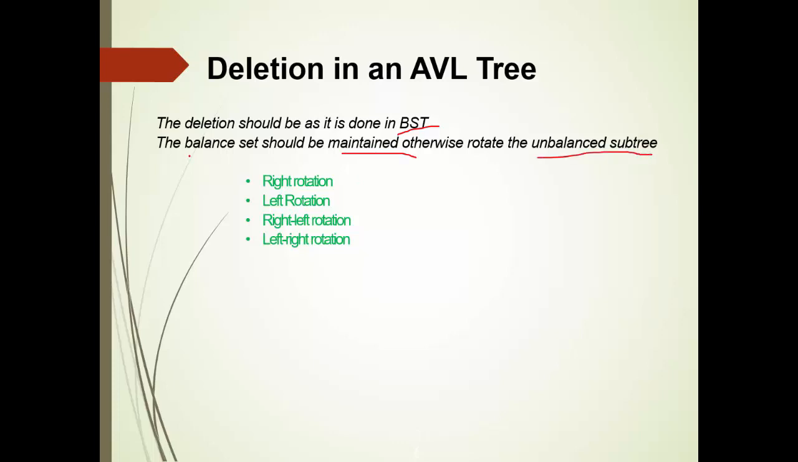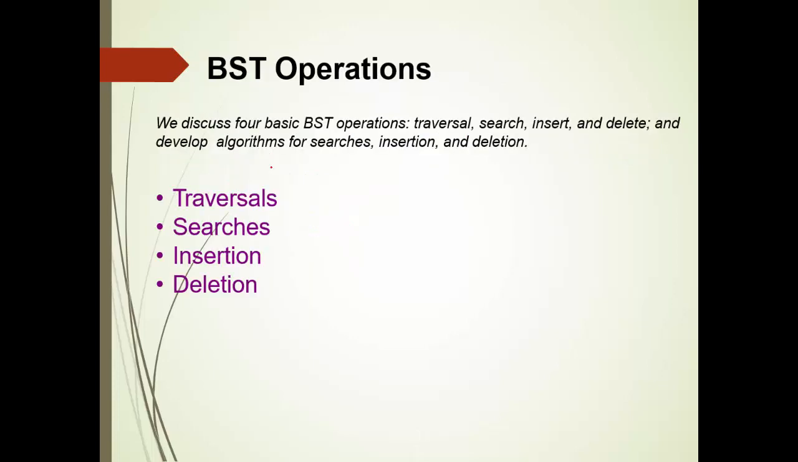So usually the deletion will be the same as BST, but also we need to maintain the balanced subtree. We need to maintain the balance factor, which will be falling from -1 to 0 and 1. So let us go then to BST operations. So we can have traversing, and in traversing we can have in-order traversal, we can have post-order. We'll be seeing this. How do we do it? And we can have also pre-order.